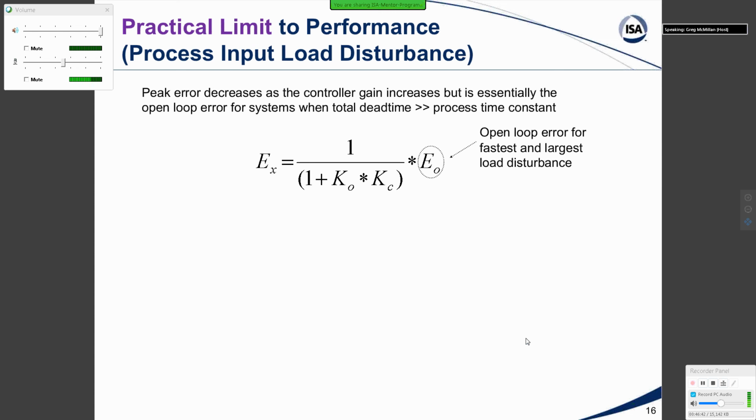Originally, I had an equation from Peter Harriott for a proportional plus integral controller, and I reformulated it here. And notice it only takes into effect the controller gain. It doesn't take into effect the derivative setting or the integral setting. Now, I have a more complicated equation that will show that, but that effect is rather minimal, so I think we can just focus on the fact that most of the effect in terms of reducing peak error comes from the controller gain.